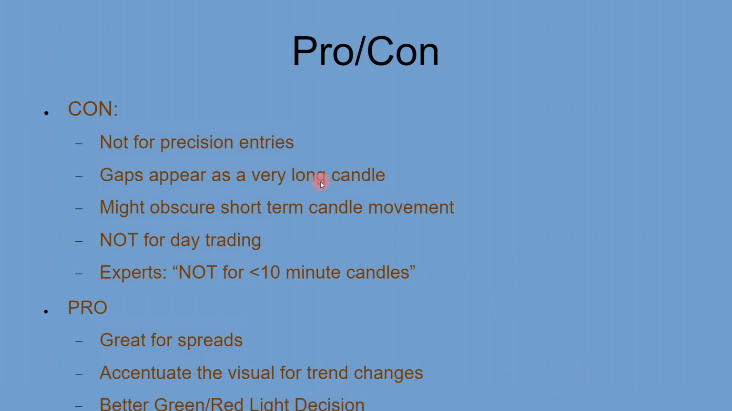Gaps appear differently. Because every candle starts in the middle of the previous, there are no gaps in Heiken Ashi, and I think that's a good thing, because anytime you see a long candle, that means there's probably an underlying gap to that candle. But Heiken Ashi will remove gaps from your chart.